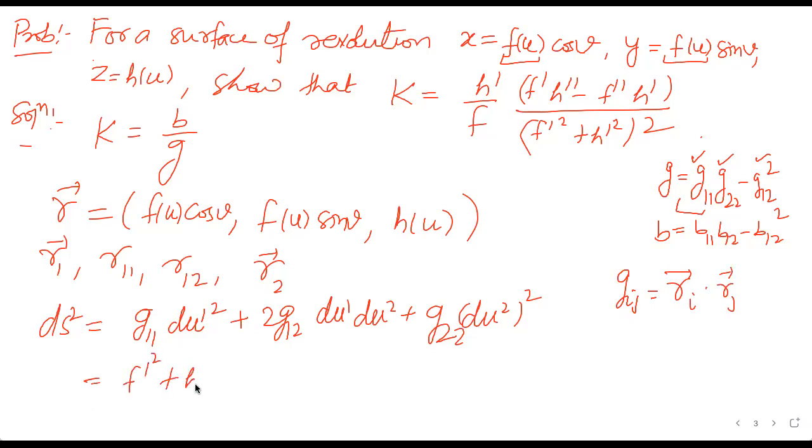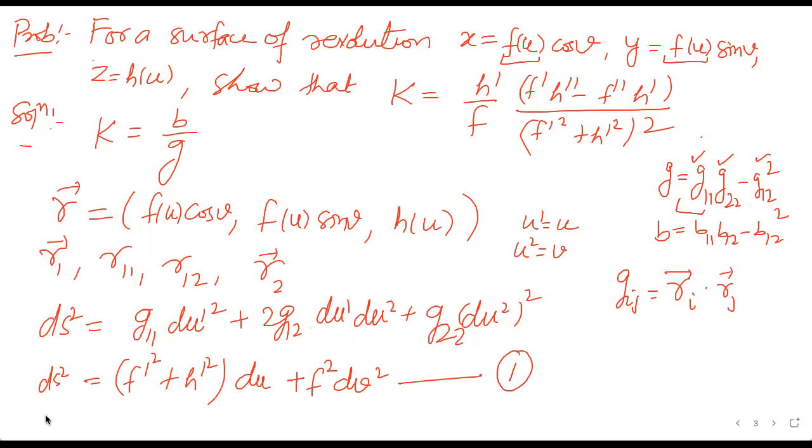So when you will calculate for this surface of revolution, it was coming f dash square plus h dash square du square, यहाँ पर u1 is u and u2 is v in this problem. So it will be coming plus f square dv2. It will be your first fundamental form. कैलकुलेट करेंगे आप, G12 0 आएगा यहाँ पर. Similarly, you will calculate your second fundamental form. सेकंड में ये हो जाएगा B11, B12 और B22.